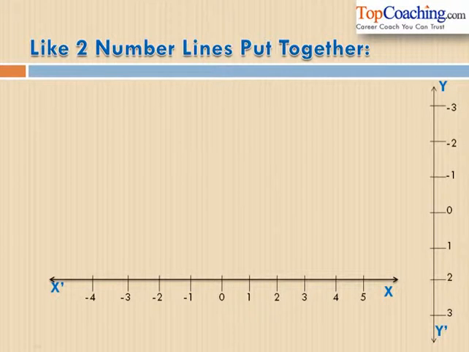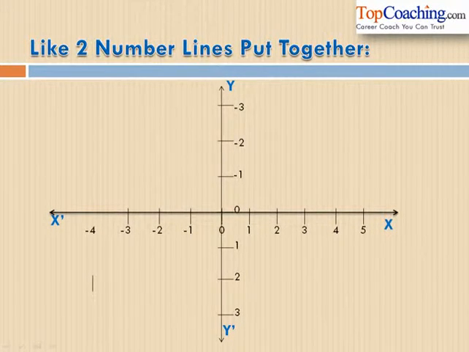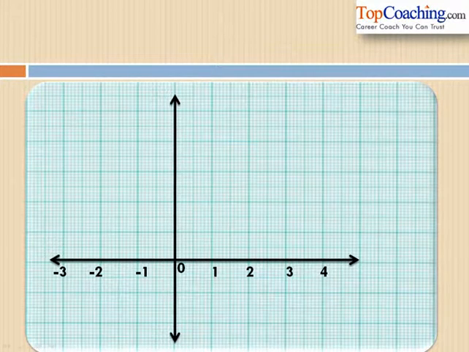Now if we put these two lines together such that the zeros of the x-axis and the y-axis coincide with each other, then this becomes the coordinate plane with the x-axis and the y-axis and the point of intersection being the origin. Let us say that this represents the horizontal line, which is the x-axis, and this vertical line is the y-axis. We haven't marked the points on the y-axis because we are particularly interested right now in the x-axis. Let's exclusively observe the x-axis.